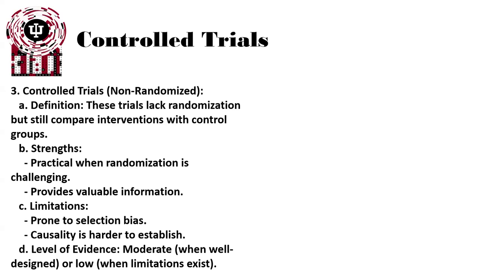The next highest level is controlled trials. These are trials that lack randomization but still compare interventions within a group. Its strengths are that it's practical where randomization is challenging. It also provides valuable information. Its limitations, though, are that it's prone to selection bias, and causality is very hard to establish in these situations. This level of evidence can be moderate to low, depending on the quality of the design of the study.